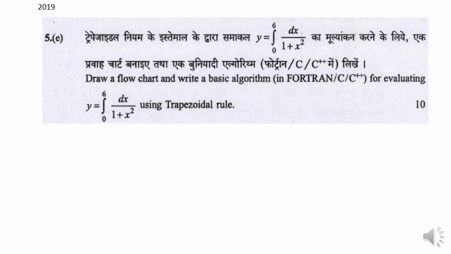In this we have to draw a flow chart and write a basic algorithm in Fortran, C, C++ for evaluating this integral 0 to 6 dx upon 1 plus x square using trapezoidal rule. So we can do that easily if you know any one of that, any language, whether Fortran, C or C++.